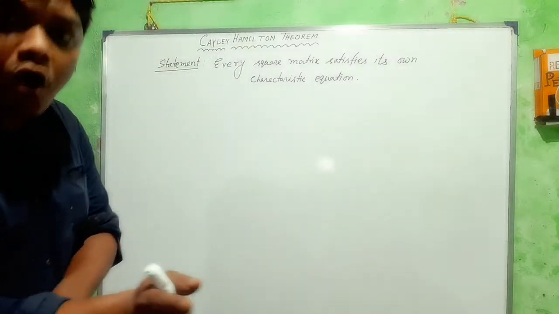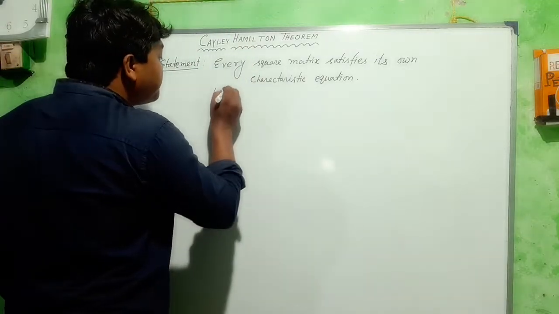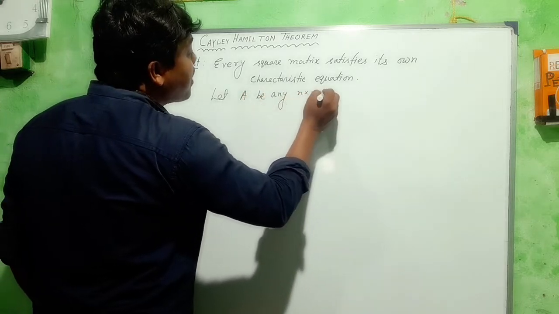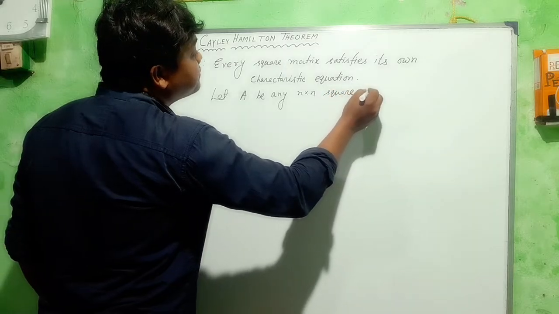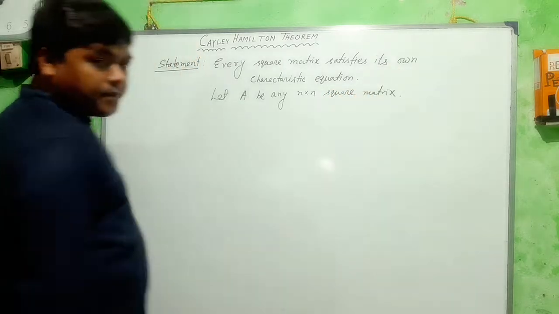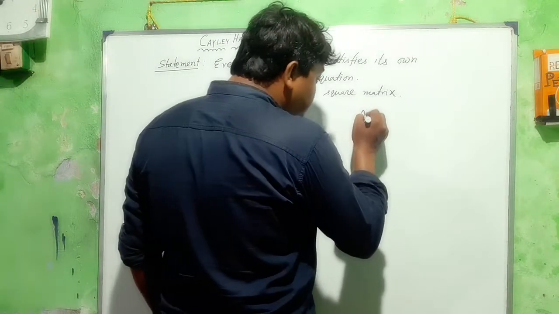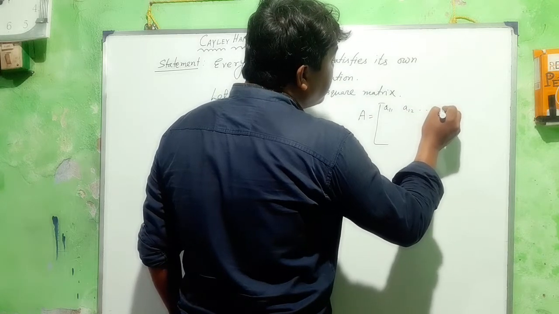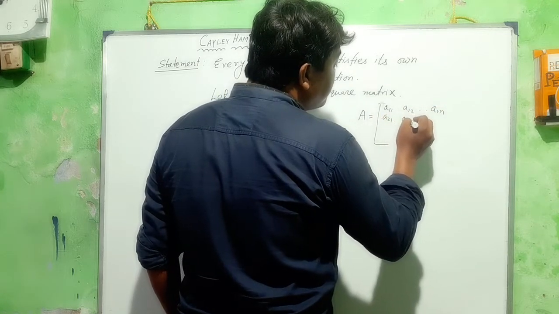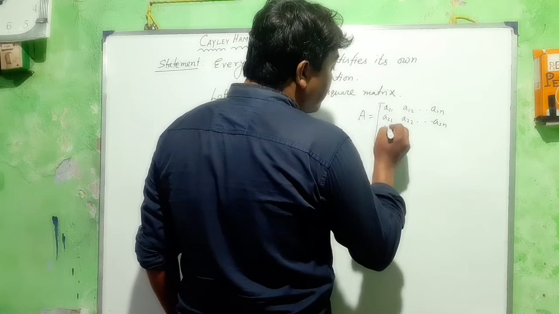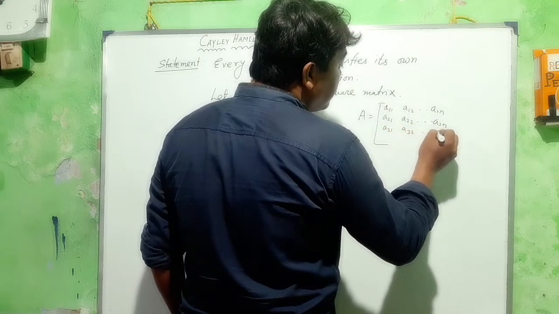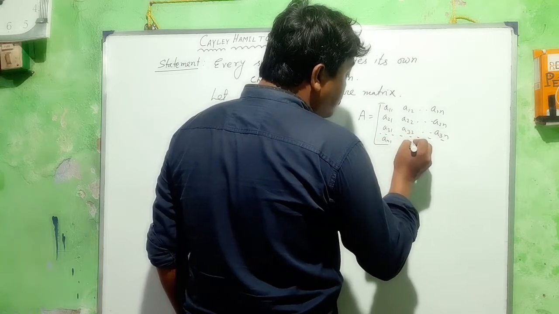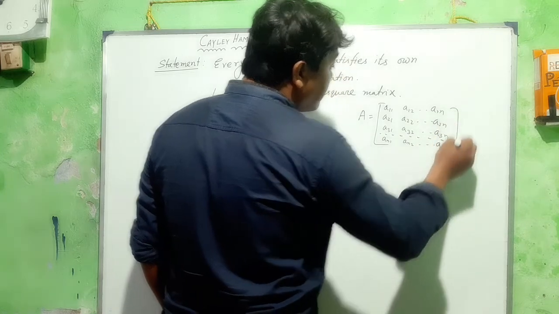For example, let us consider, let A be any n cross n square matrix. So that means A is given to you in this fashion: A11, A12 up to A1n, A21, A22, A2n, A31, A32, A3n, and AN1, AN2, ANN.